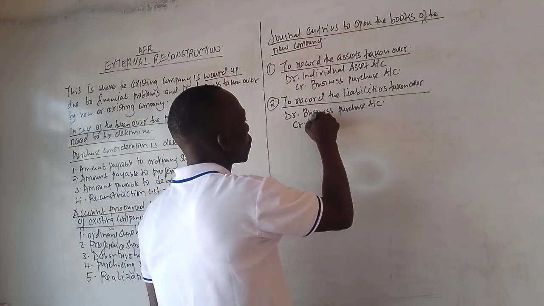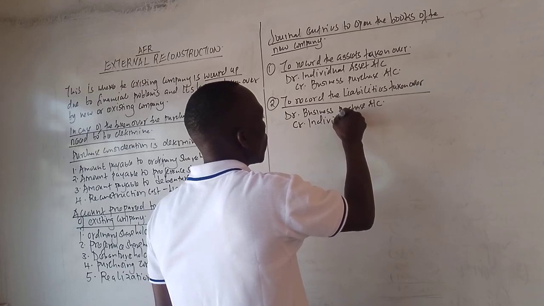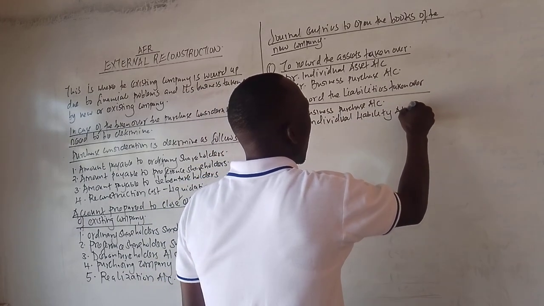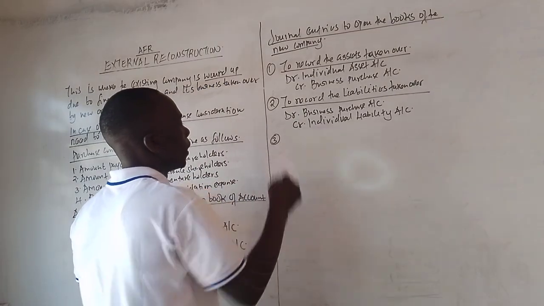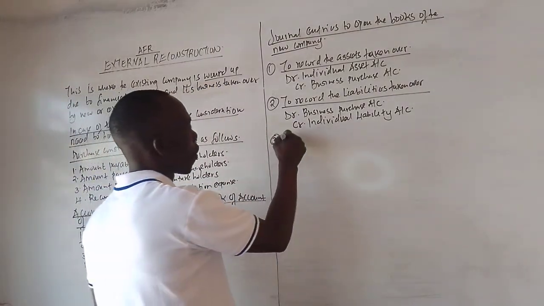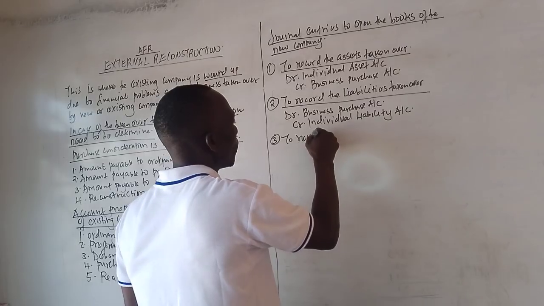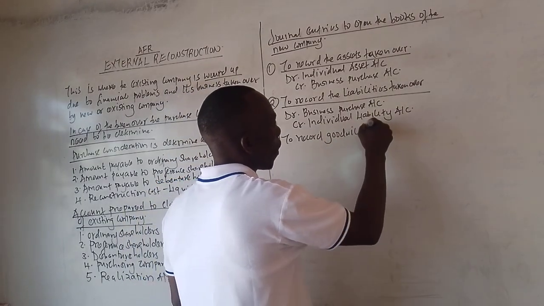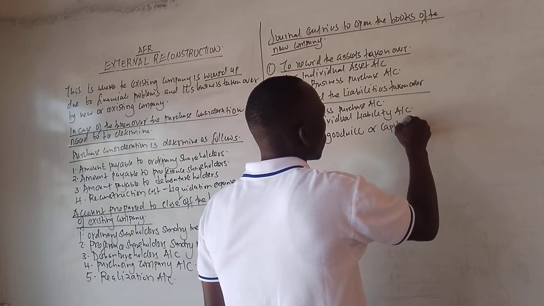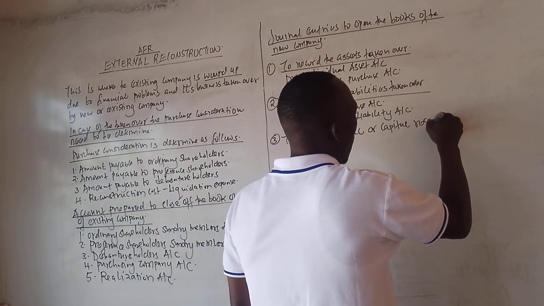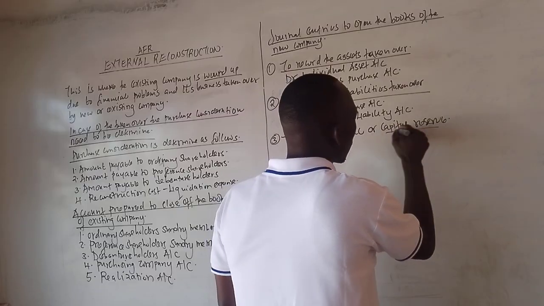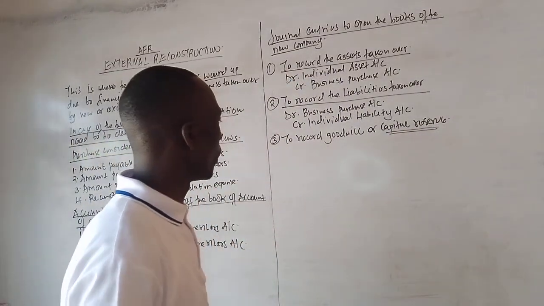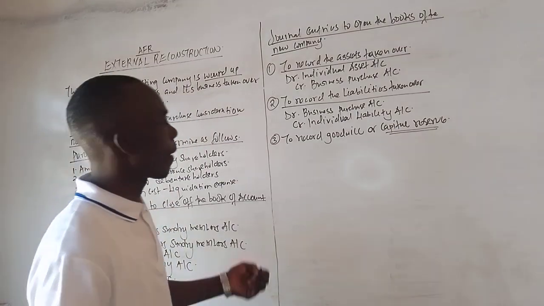What are you going to credit? It is the individual liability account. Then number 3 is to record goodwill or capital reserve. Remember, the negative goodwill is what we refer to as capital reserve.